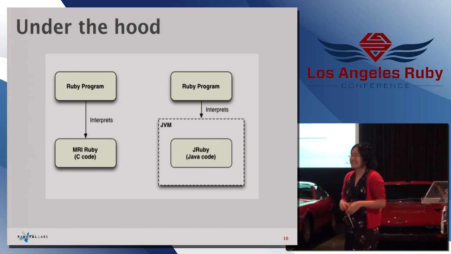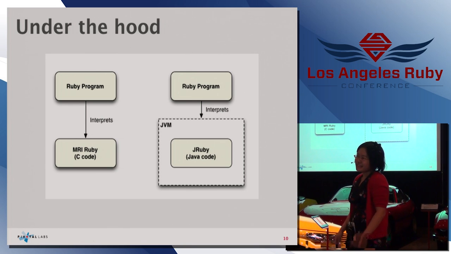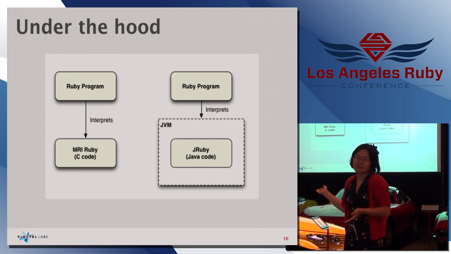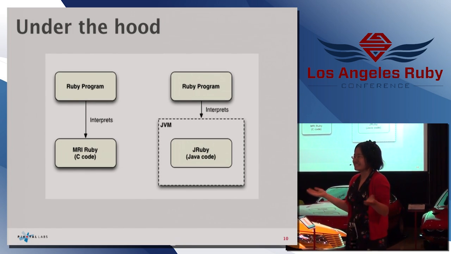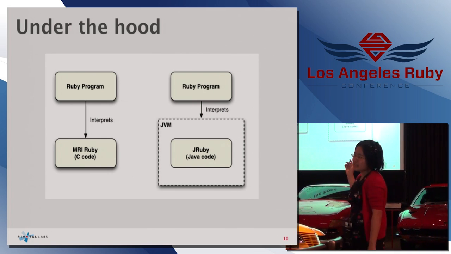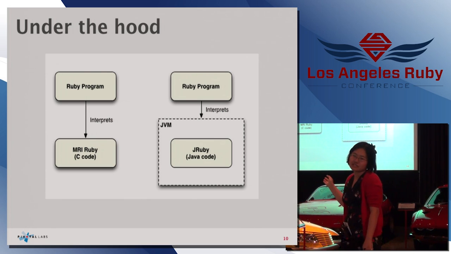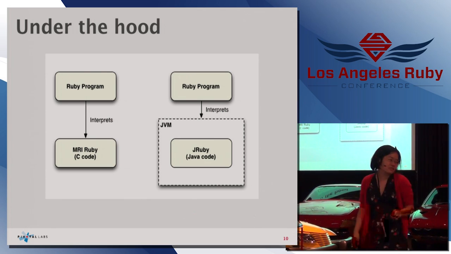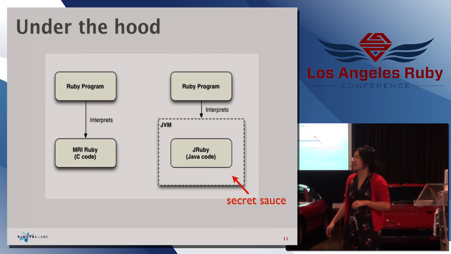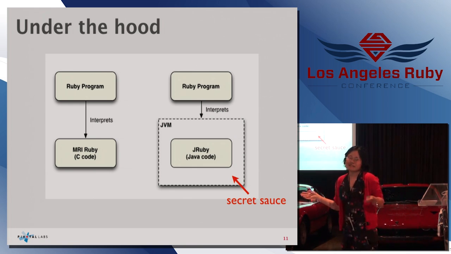So under the hood, how do these Ruby implementations work? Well, you write Ruby code, and it's interpreted by an interpreter. Yes, not rocket science. But in JRuby, the implementation of the interpreter is written using the Java virtual machine. And that's basically your secret sauce, because a lot of the benefits of using JRuby come from how awesome this implementation is. Shout out to the JRuby team.